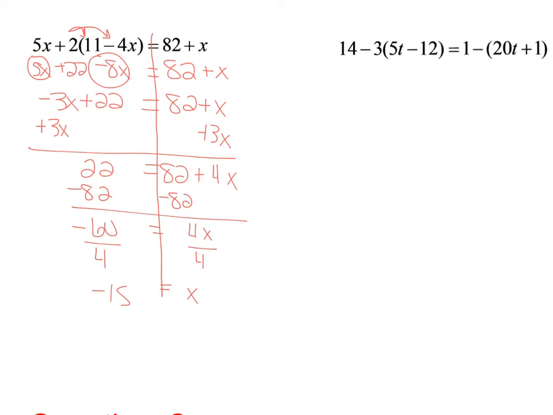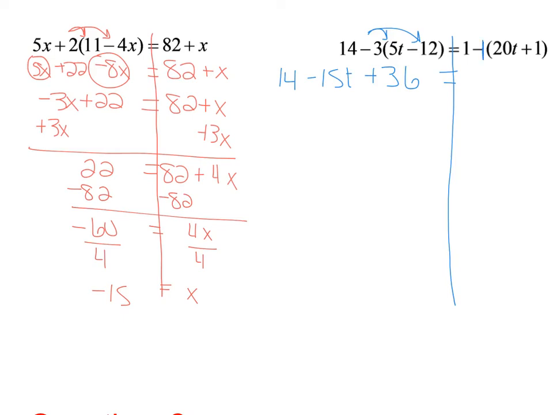All right, one more. Line through the equal sign. I look at the left. I have distributive property. So I've got 14. Negative 3 times 5t is negative 15t. Negative 3 times negative 12 is positive 36 equals, here's that minus outside parentheses.